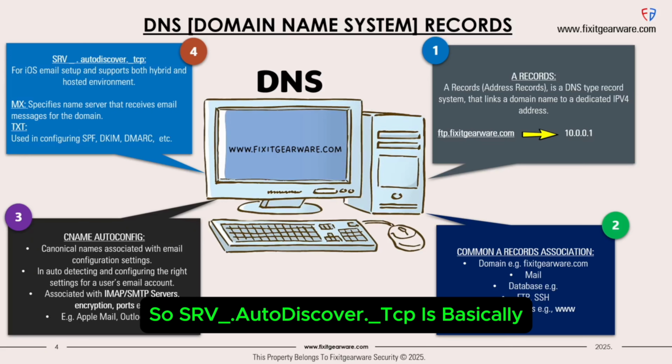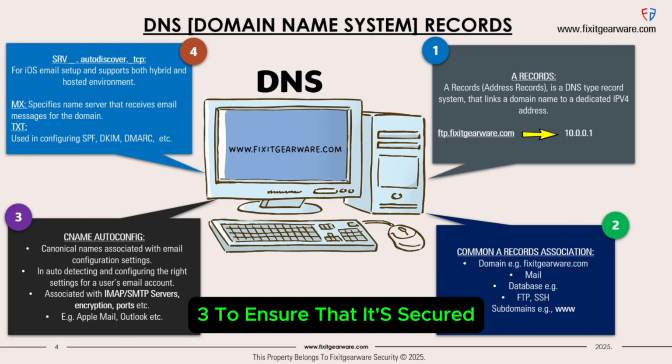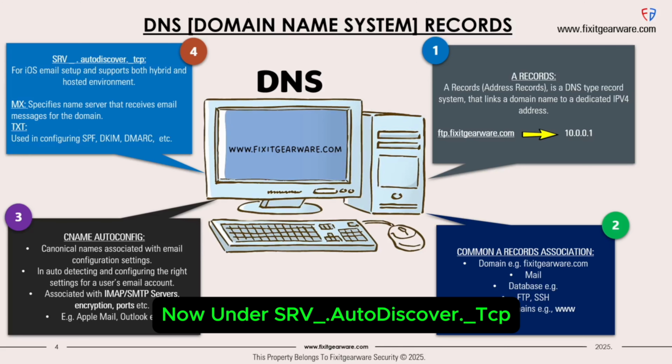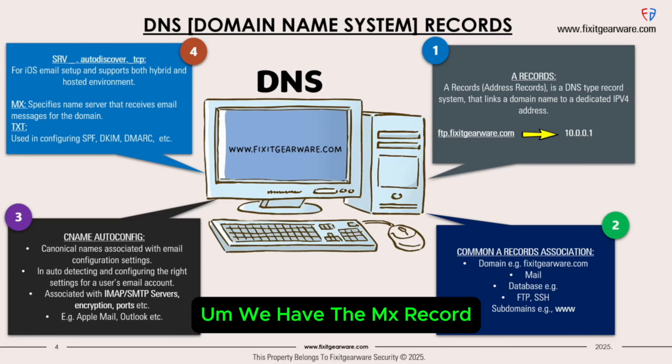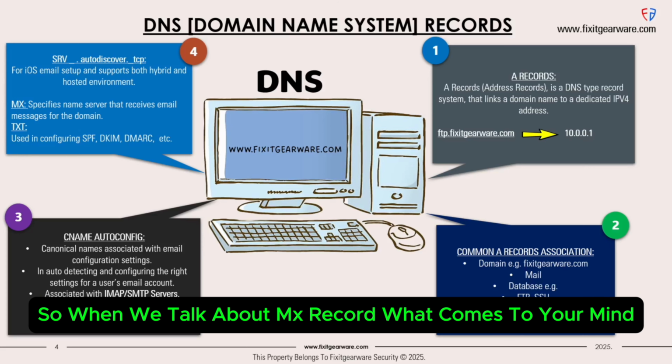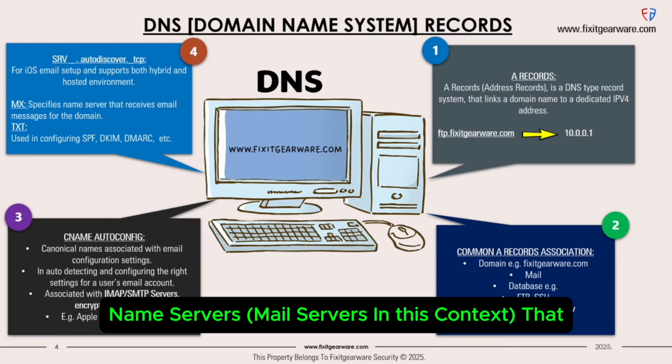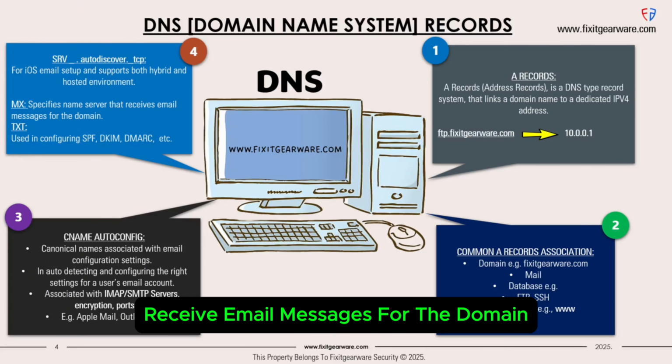The srv autodiscover tcp is basically what does this, and it runs on port 443 to ensure that it's secure. Now, under autodiscover tcp, we have the MX record, which is the mail exchange record, and the TXT record. So when we talk about MX record, what comes to your mind? MX record specifies name servers that receive email messages for the domain.